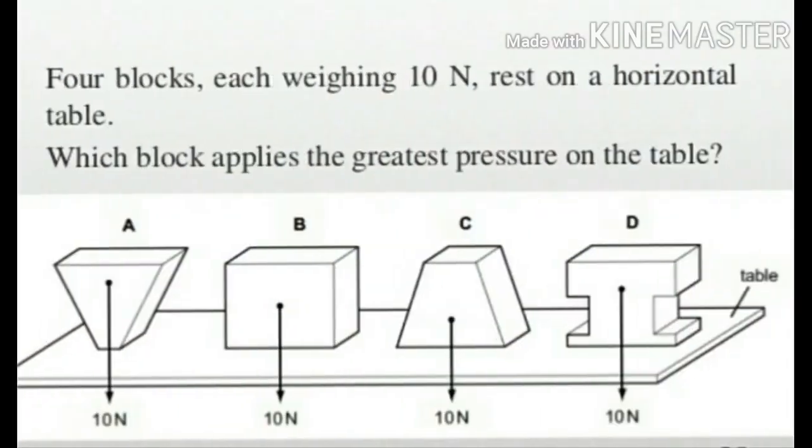Look at this diagram. There are 4 blocks each weighing 10 Newton rest on a horizontal table. Now can you guess, children, which block applies the greatest pressure on the table? Yes, your guess is right. The option A gives the greatest pressure on the table. The reason is, the lesser the area of contact, the greater will be the pressure.